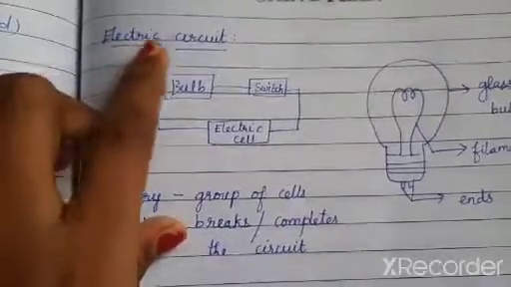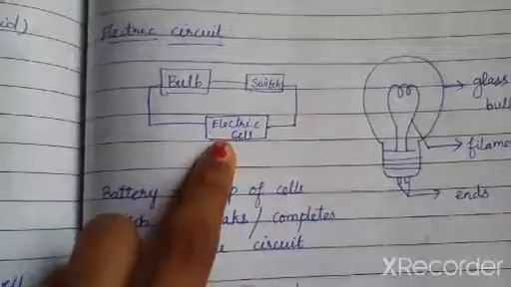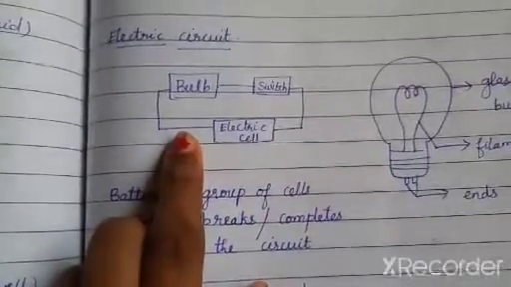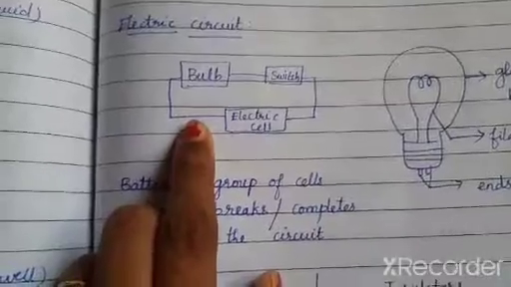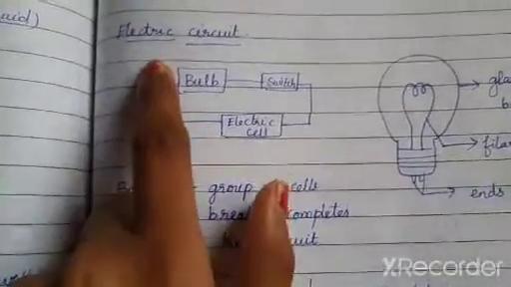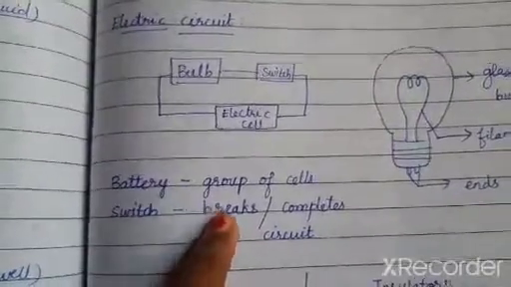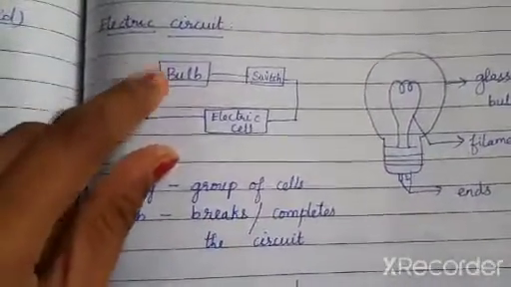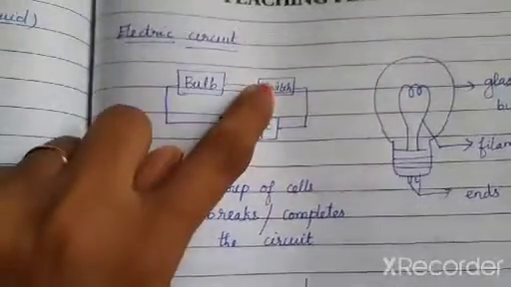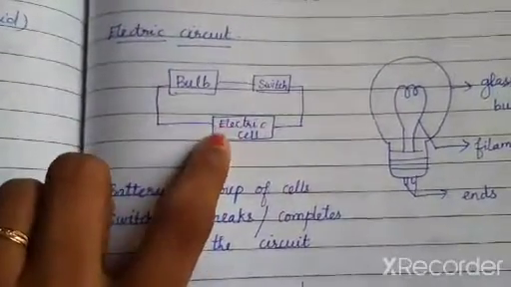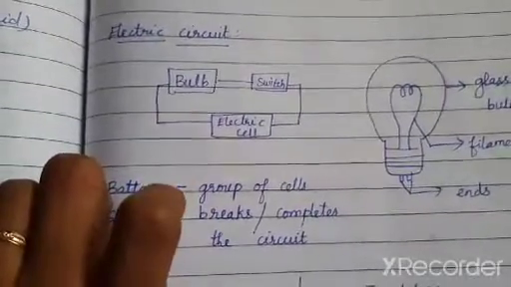Okay, so an electric circuit means when you connect the electric components in such a way that they are completely connected without any damages or interruptions, then it is a complete electric circuit. So now first let us see what are the electric components. Bulb is a component, switch is a component, electric cell is a component, connecting wires is a component.